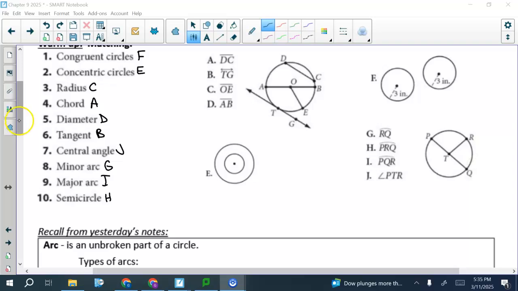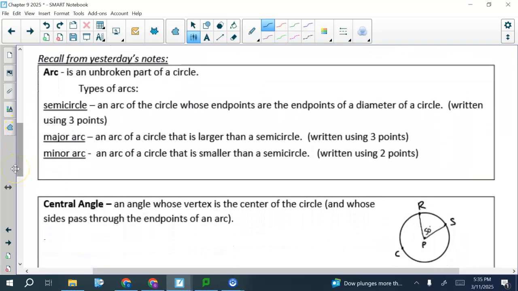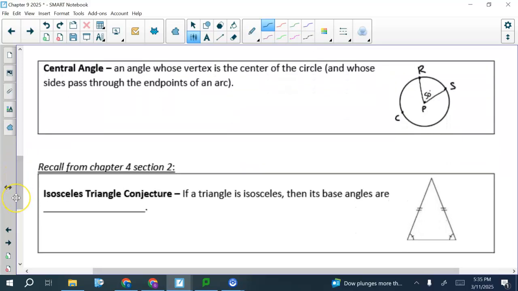All right, let's take a look at some more vocabulary. Remember that an arc is an unbroken part of a circle. Types of arc, you could have a semicircle, major arc, minor arc. Central angle is an angle whose vertex is in the center of the circle and whose sides pass through the endpoints. In this case, our central angle would be angle RPS. So we could say the measure of angle RPS is 50 degrees. Also remember the central angle is equal to the measure of the arc. So we could say the measure of arc RS is 50 degrees.